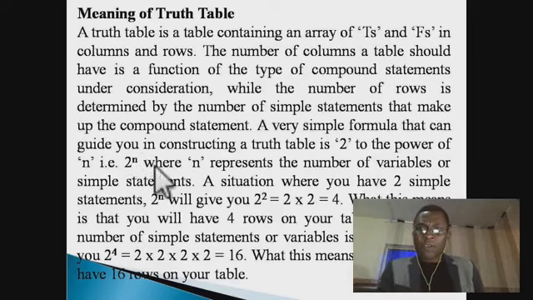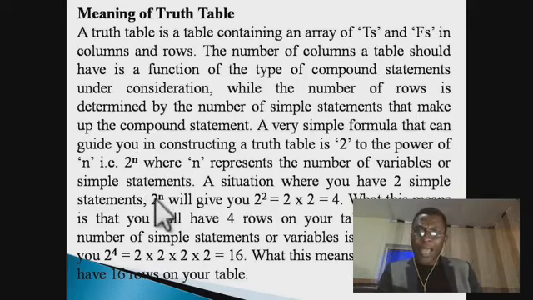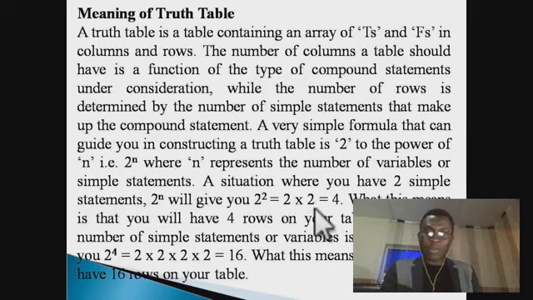So if, for instance, you have 2 statements involved, you are going to have 2 raised to the power n, and since there are 2 statements and n is 2, we'll have 2 raised to the power 2. And 2 raised to the power 2 is the same thing as 2 times 2, and 2 times 2 is 4, which means we are going to have 4 rows.